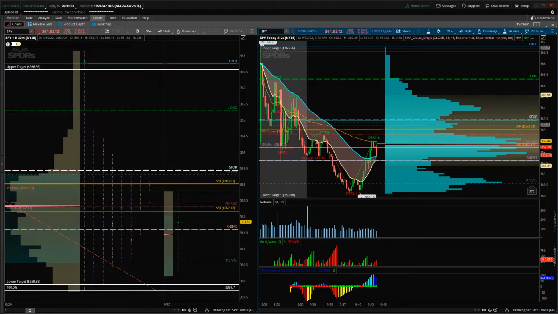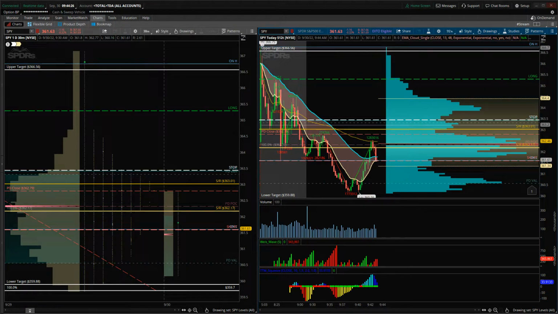Here we go. Boom, boom, boom. Pushing down. It pushed a little bit further than I was anticipating. Oh, man. The volatility on this is moving so quick. Almost got in. But that is just moving so fast.